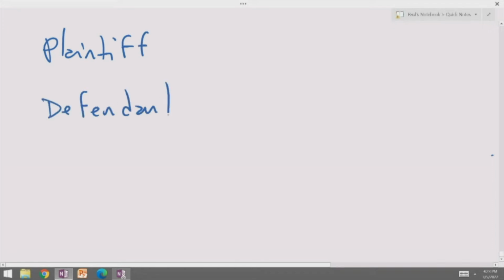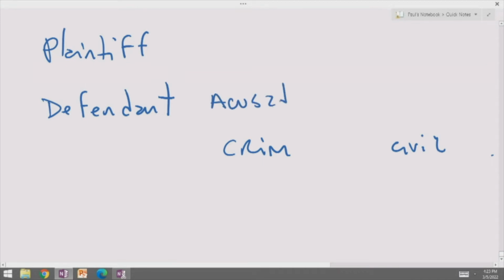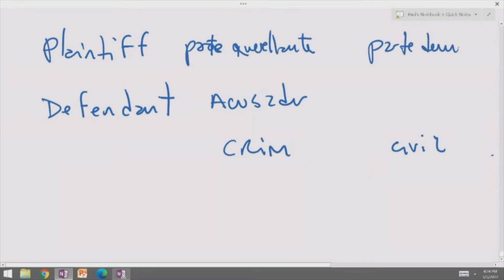The first thing that we have to be careful about is that the two parties that are involved in the criminal jurisdiction are also in the civil jurisdiction. So here is criminal, here is civil. We know that in criminal, defendant is acusado, and in criminal, plaintiff is parte querellante, if you remember that, or parte acusadora. However, in civil, plaintiff is parte demandante, and defendant is parte demandada.